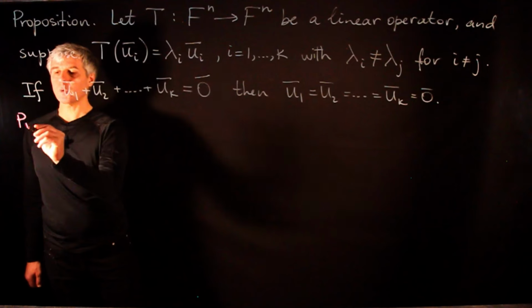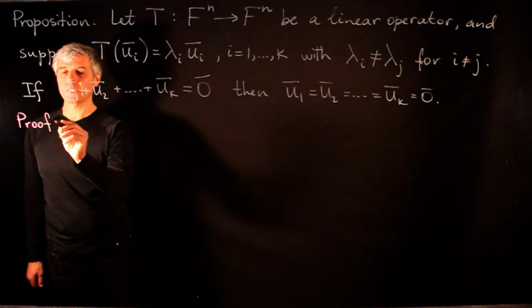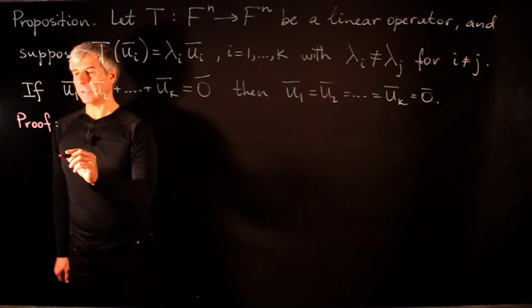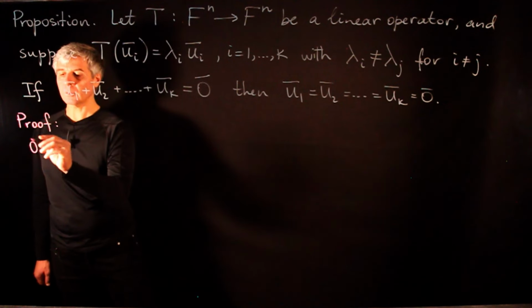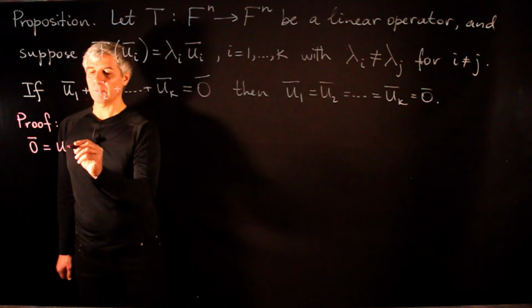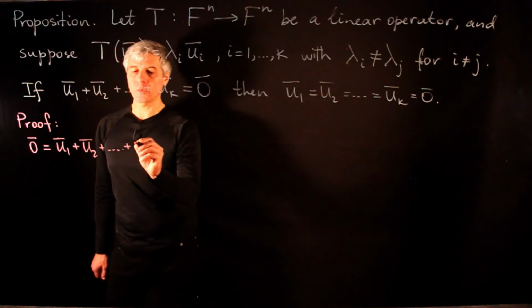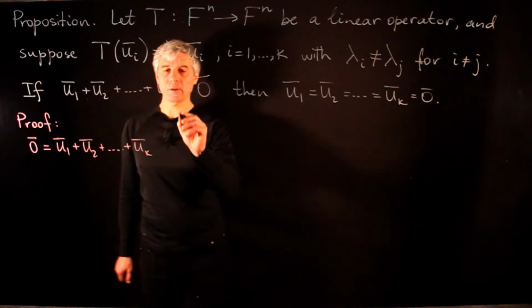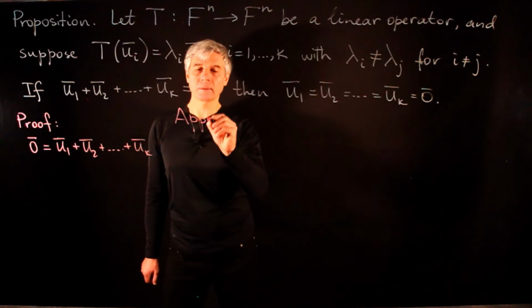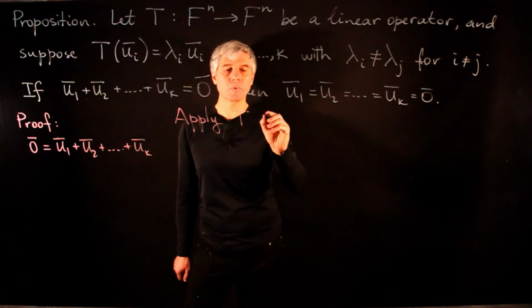So let us give the proof of this proposition. What we have is that 0 is equal to the sum u1 plus u2 plus ... plus uk. Now let us apply T to both sides.